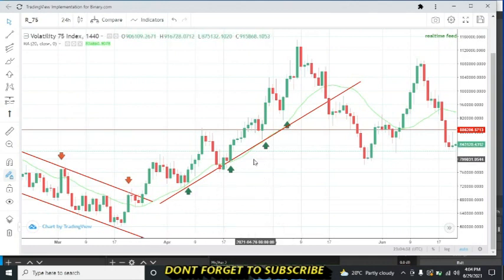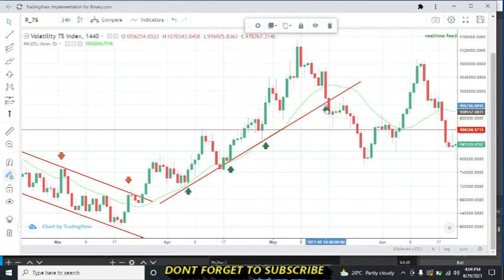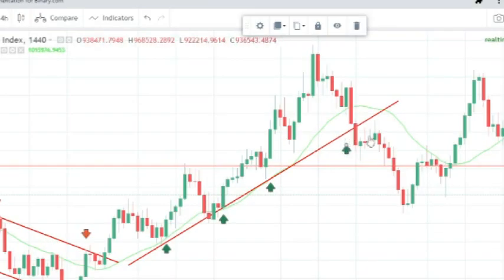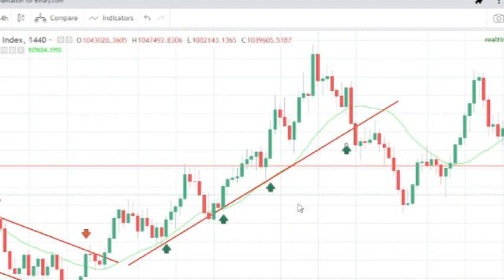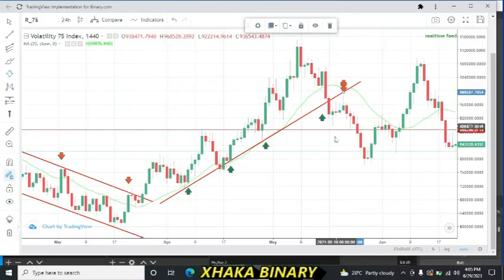So if the market breaks this moving average, we are hoping that the market will hold here for us to buy again, but it doesn't. It breaks it out and has a retest. This is the retest we're talking about. It breaks the trend line and has a retest here. It's a very good retest.